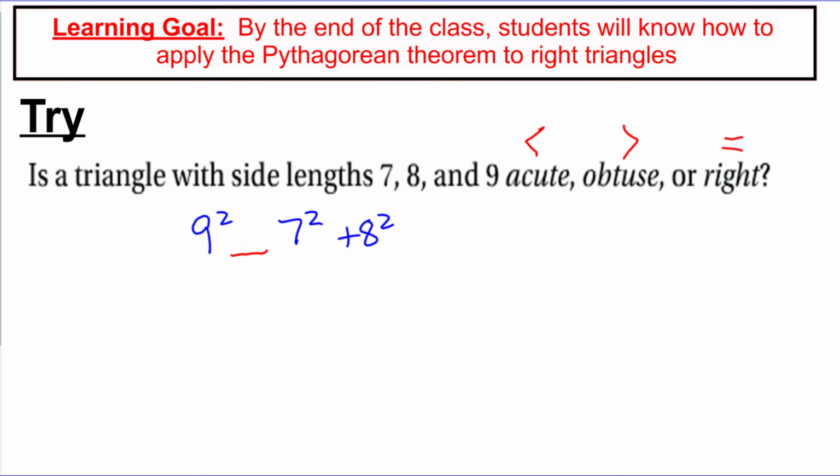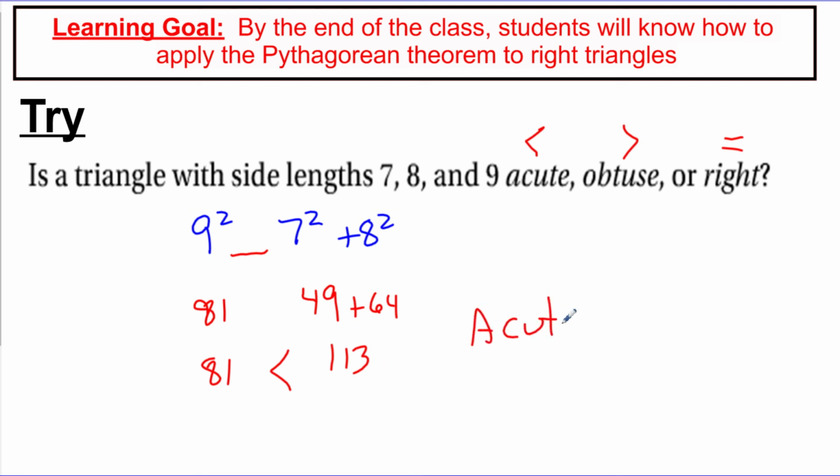Okay, so if I simplify this one, this is 81. This is 49 plus 64. So I can put these together. This is 113. And in this case, 81 is less than 113, which means c squared is less than a squared plus b squared. So I'm going to call this an acute triangle.